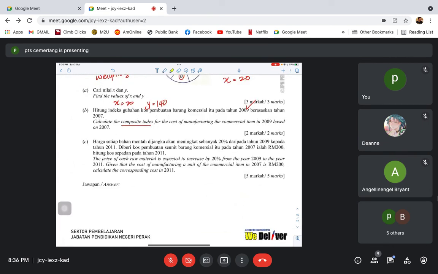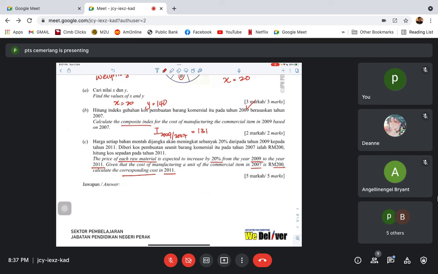Okay, first of all, I just write the answer for question B first. The index here, this one again is 2009 based on 2007. This one is 131. All right. Question C, I read through one time. The price of each raw material is expected to increase by 20%. Okay, each raw material. Setiap satu bahan mentah akan naik 20% from the year 2009 to the year 2011. Okay, from 2009 ke 2011, you akan ada satu kenaikan sebanyak 20%. Given the cost of manufacturing a unit of commercial item in 2007 is 200. So what is the corresponding cost in 2011?